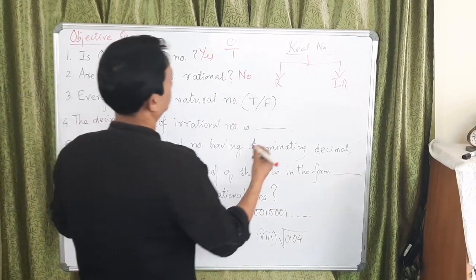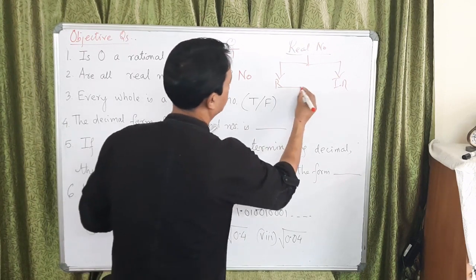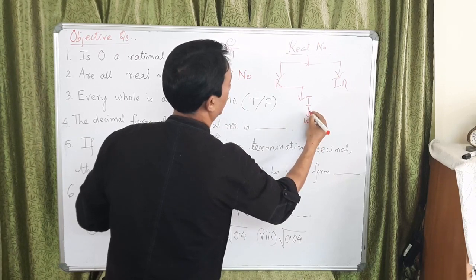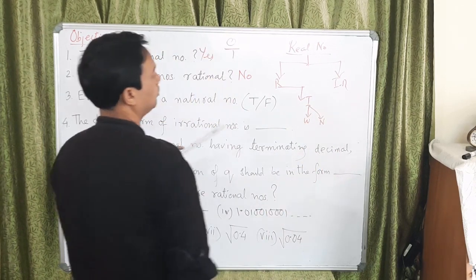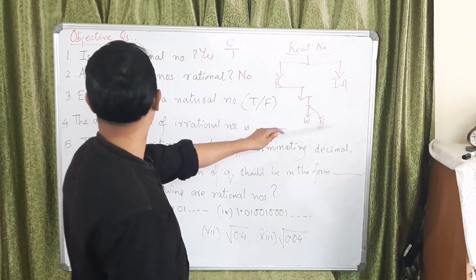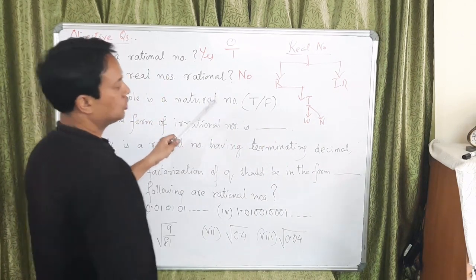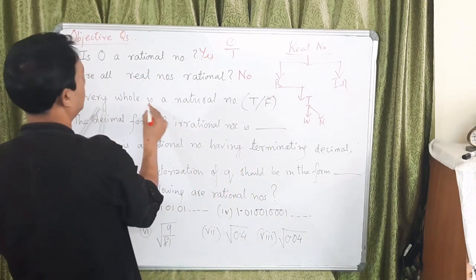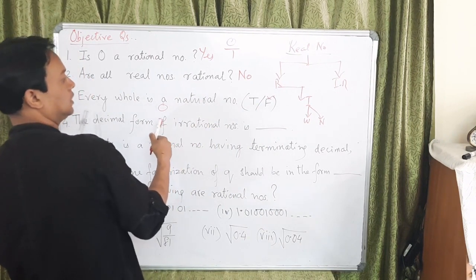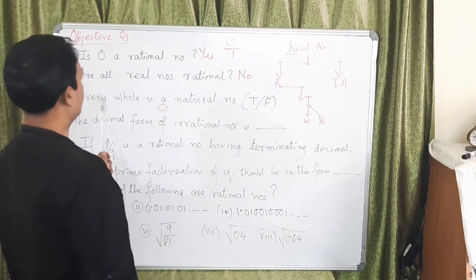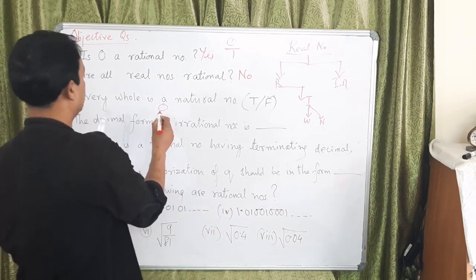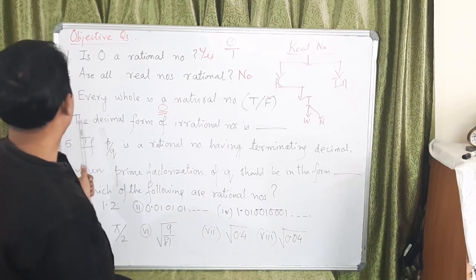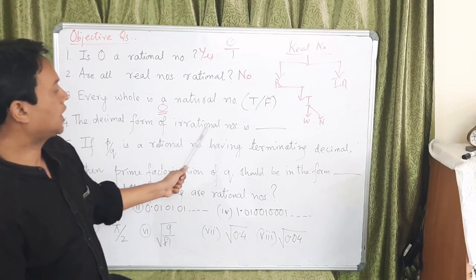In the same way, under rationals, we have the integers. Under integers, we have the whole numbers and the natural numbers. So if you are asked, are all whole numbers natural? No, every whole number is not a natural. Why? 0 is a whole number, but it's not natural. Every natural number is a whole number, but every whole number is not a natural number. See, whole numbers include 0, and 0 is not a natural number. So it is false.